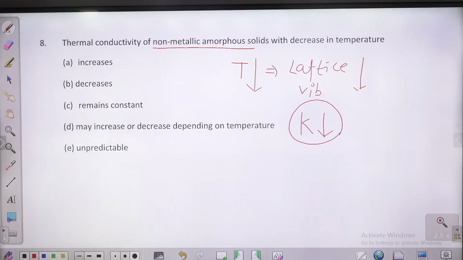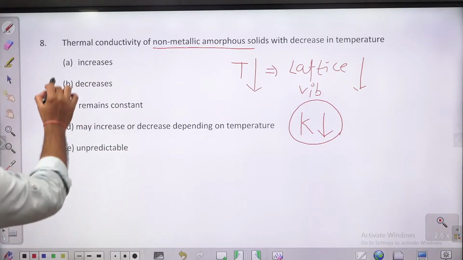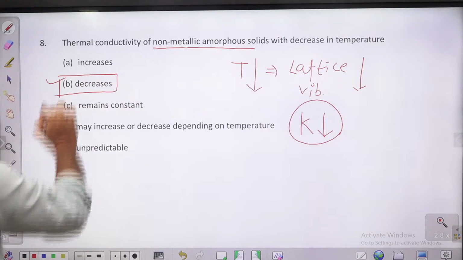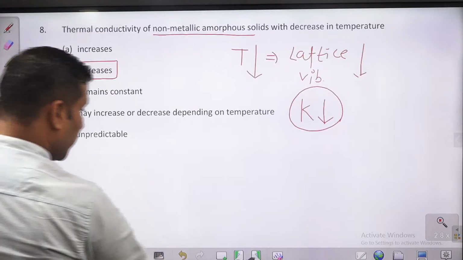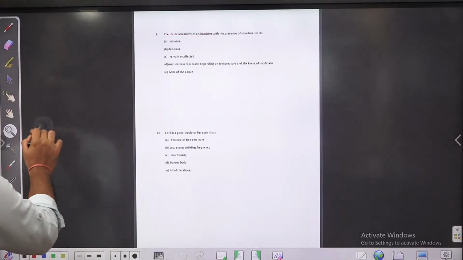low conductivity at low temperature. तो डिक्रीज इन टेम्परेचर के साथ कंडक्टिविटी डिक्रीज करेगी. तो ऑप्शन बी क्या हो जाएगा? दिस इज द राइट आंसर. ओके, ऑप्शन बी इज द राइट आंसर. चलिए, लेट अस मूव टू नेक्स्ट क्वेश्चन. क्वेश्चन नंबर 9.